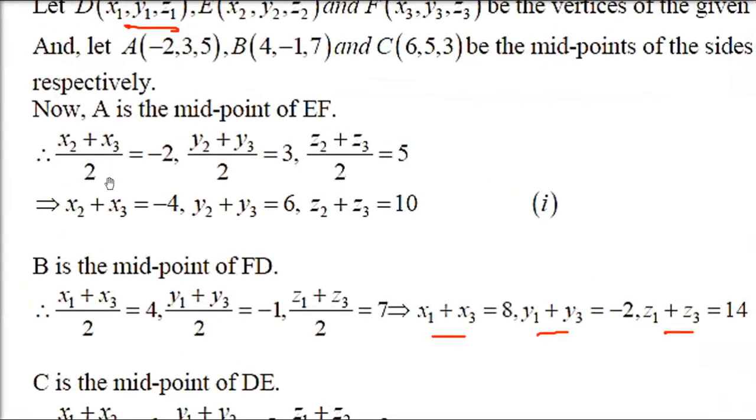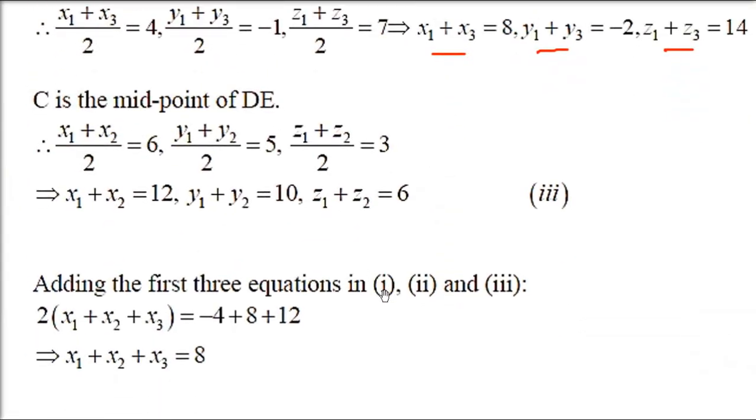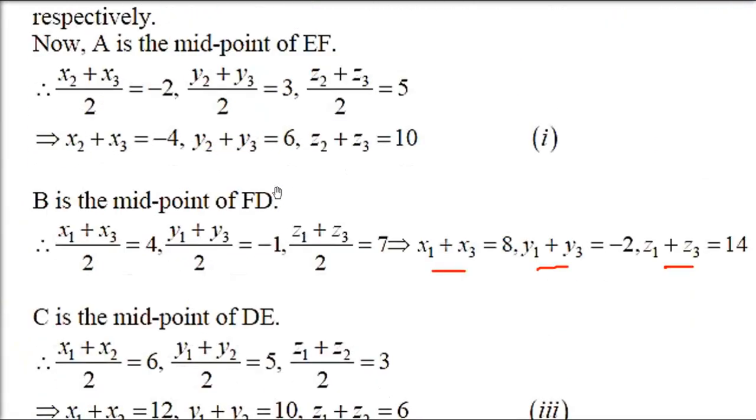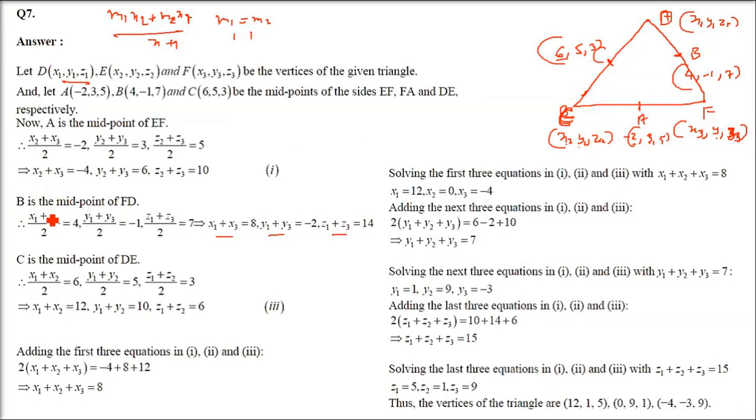Now how to solve this? Now you have to add all these three. Whatever you got from 3 edges, just add all of them. That is, take the x coordinate, x2 plus x3, from here you have x1 plus x3, from the third one you get x1 plus x2, equals, and now add the right hand side, -4, 8, and then 12.